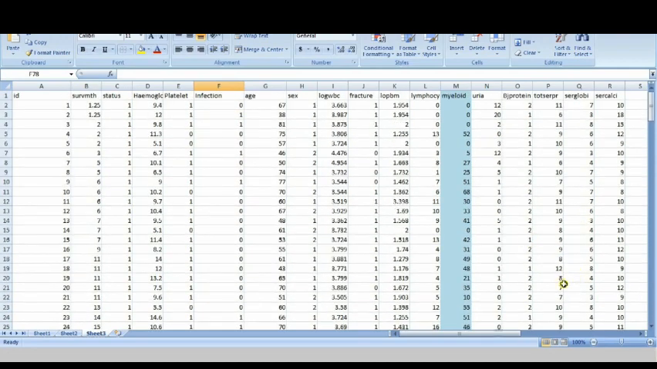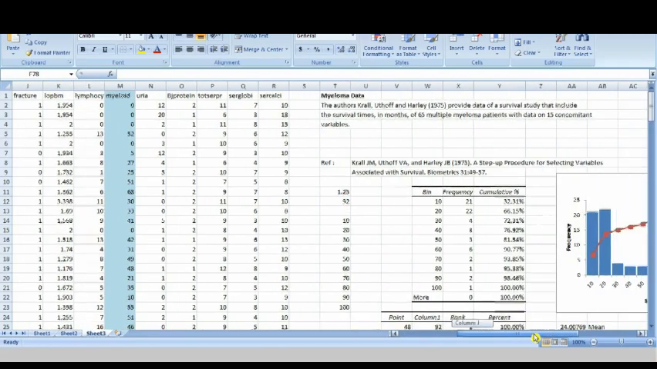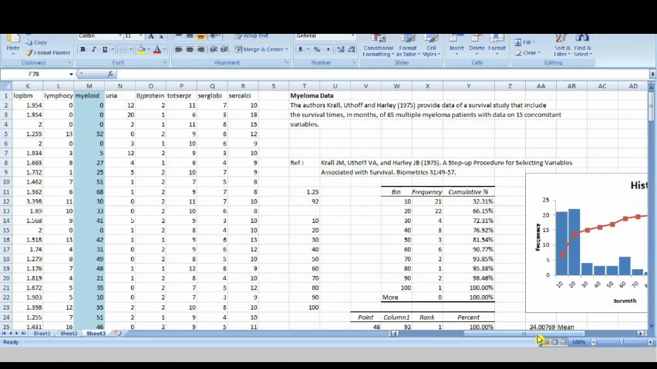Here is data from clinical trials. It's called myeloma data, from the StatExact software of Cytel. I have collected it. These are the authors, Kral, Uthoff and Harley. They provided data of a survival study that includes the survival times in months of 65 multiple myeloma patients with data on 15 concomitant variables.